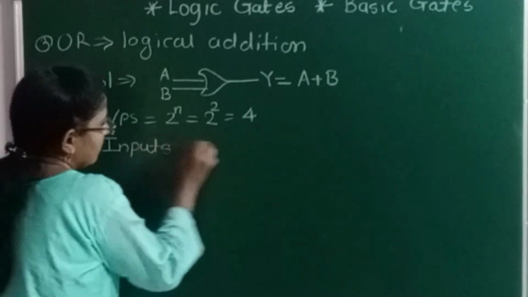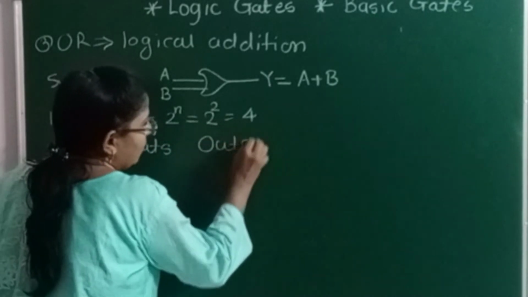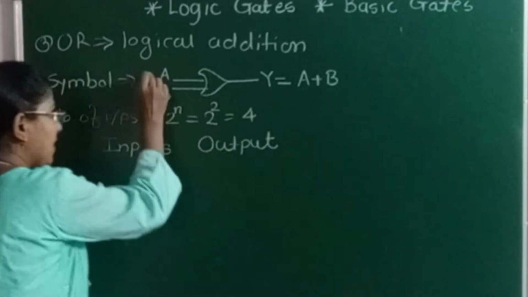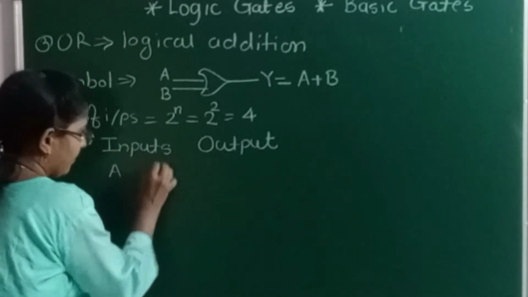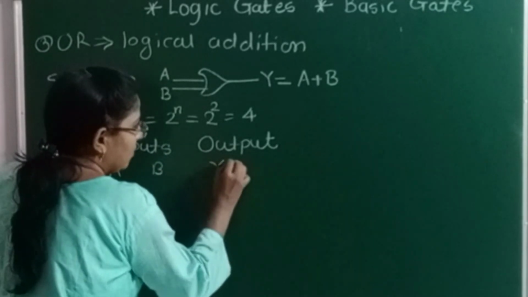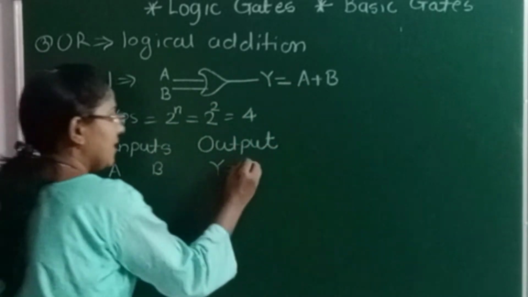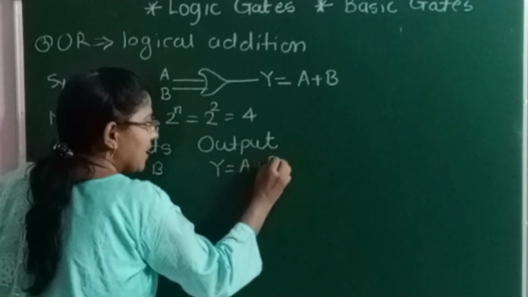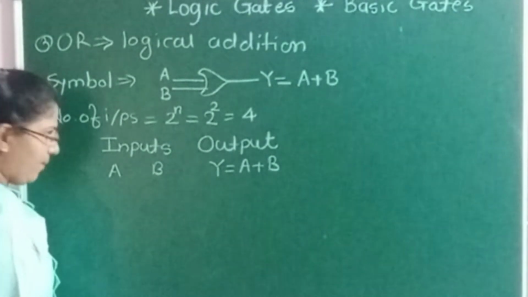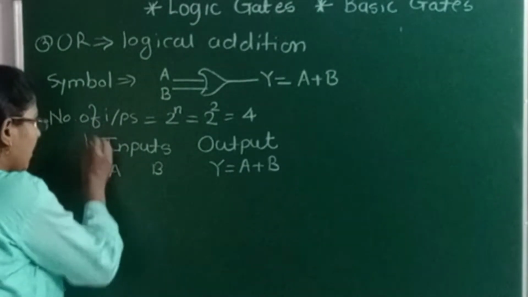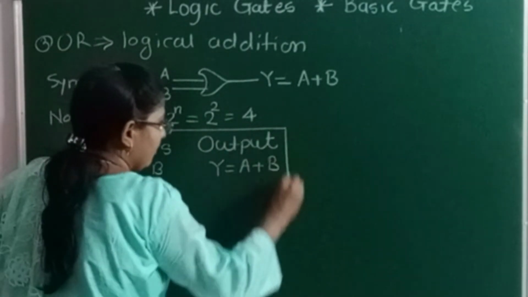Now here I will write inputs. Here I will write output. Two inputs are there, A and B. A single output, always a single output is there. Here the Boolean expression for the OR gate is A or B. That OR is represented by using the plus, and 4 input combinations will be there.